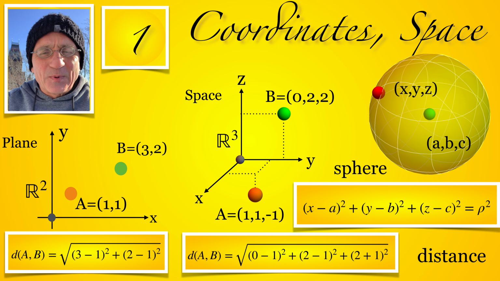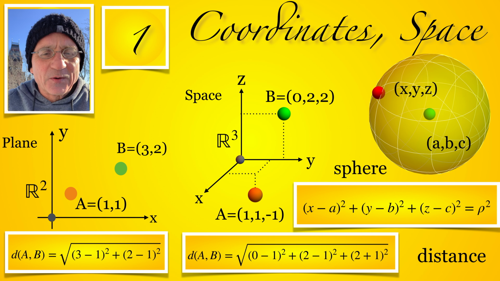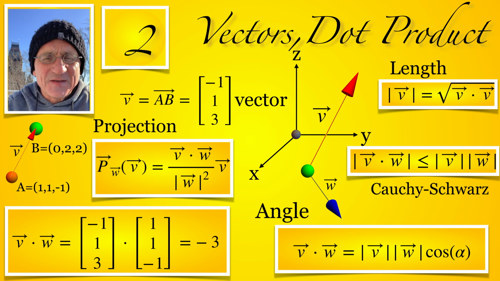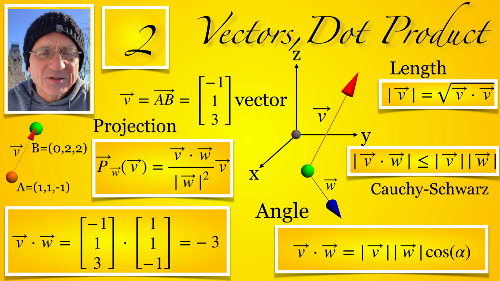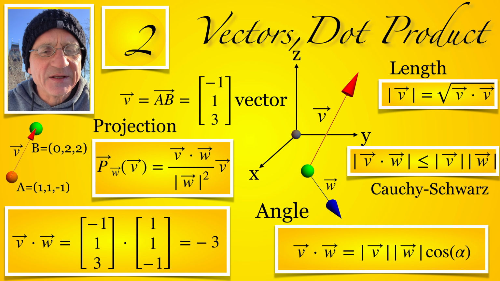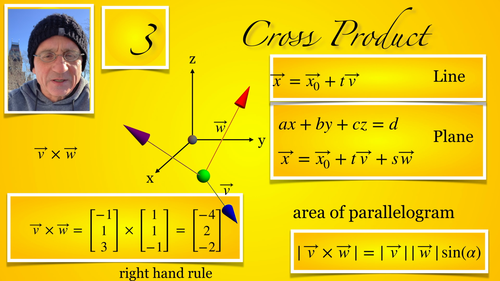The distance between two points in space is the square root of the sum of the squares of the coordinate differences. The set of points with constant distance rho from a point defines a sphere. The dot product between two vectors allows us to compute the length of a vector as well as the angle between two vectors. The angle formula can serve as the definition of the angle if one notes the Cauchy-Schwarz inequality.